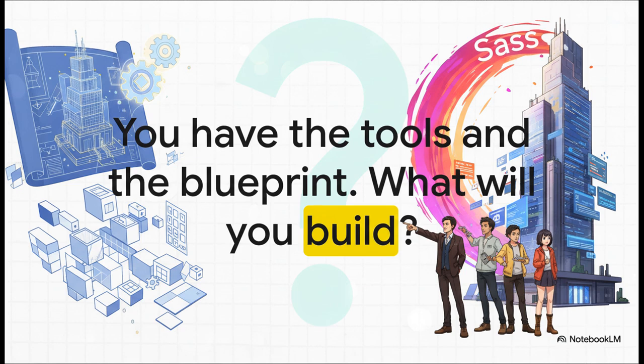So there you have it. You understand the chaos of responsive design, and now you have the tools to actually tame it. You have the blueprint with the grid system, you've got the building blocks with components, and you've got the power to customize literally anything with Sass. The only question left is, what are you going to build first?